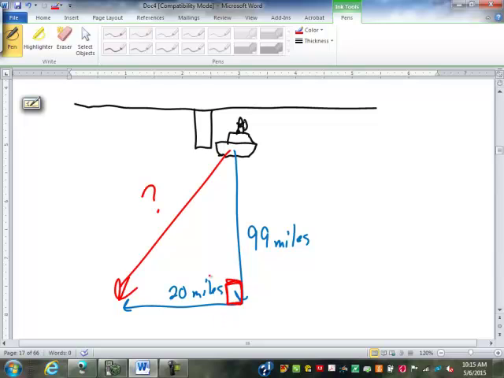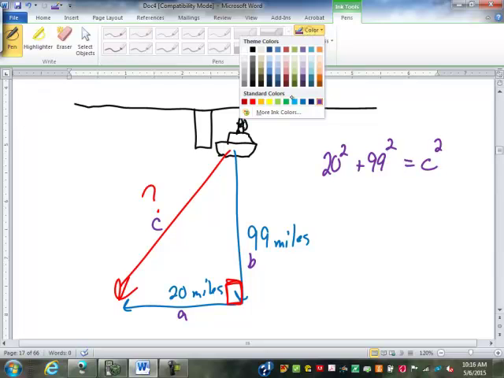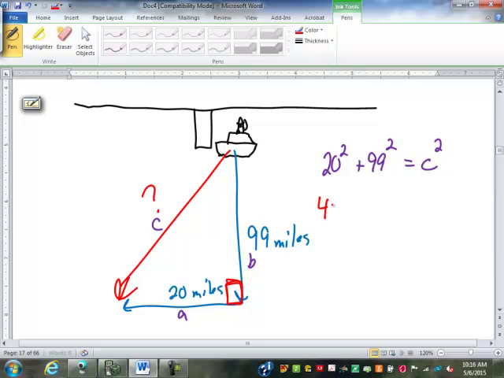This is the right triangle. It's 20 squared plus 99 squared. a squared plus b squared equals c squared. 20 squared is 400. 99 squared is 9,801, okay.